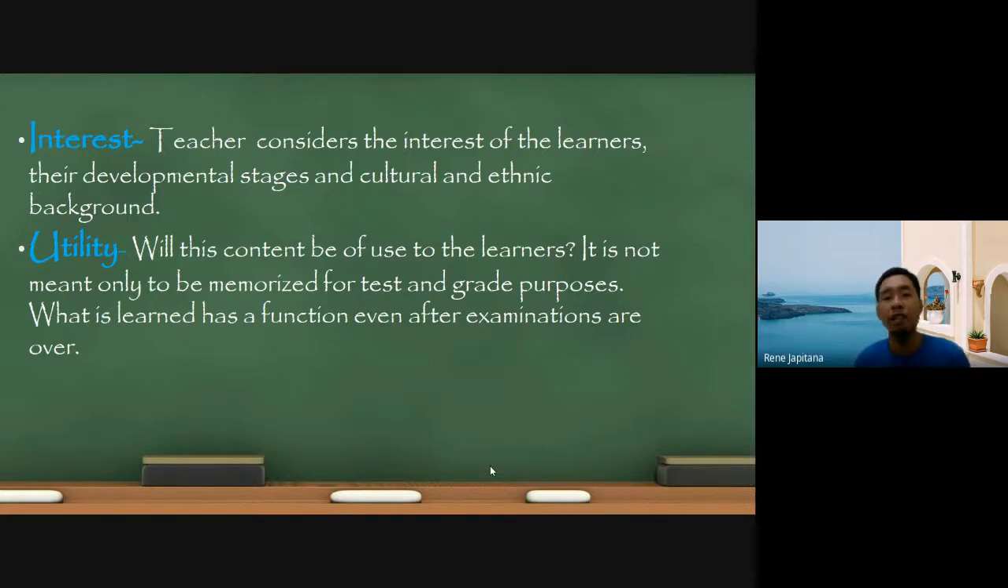No, we are assessing them to give them feedback on their learning, and of course to look into the different loopholes of the teaching and learning processes. This will also give us an idea of the things that they have learned, and of course those things that they have not learned that much. Okay, so that is utility: what's the purpose of the content that they have learned?